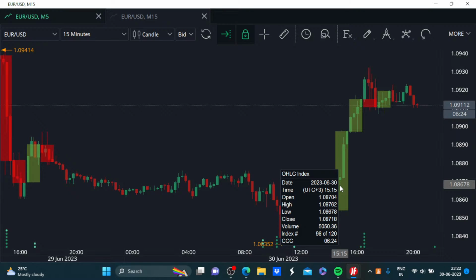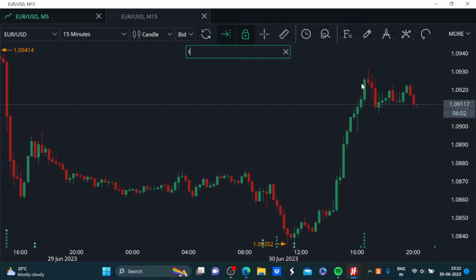Now I will remove this as well and plot another one. Let's see the example of Tokyo. So here comes the Tokyo trading session, which happens early in the day. So this was the highlighting for the Tokyo trading session.